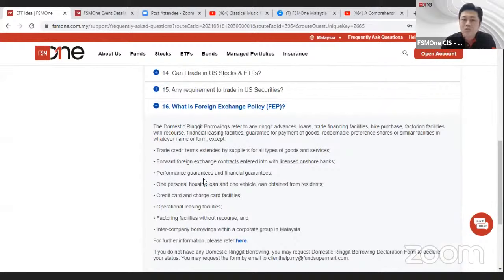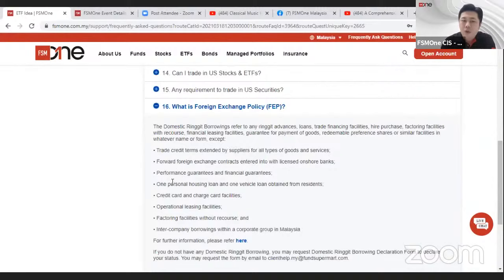Meaning to say, this is the standard living for you. If you only have one housing loan and one car loan, you are not considered to have domestic ringgit borrowing. Besides, credit card and charge card facilities are not considered domestic ringgit borrowing as well. So if you have, say, 2 housing loans or 2 car loans and above, only then are you qualified under domestic ringgit borrowing and subject to the 1 million limitation.